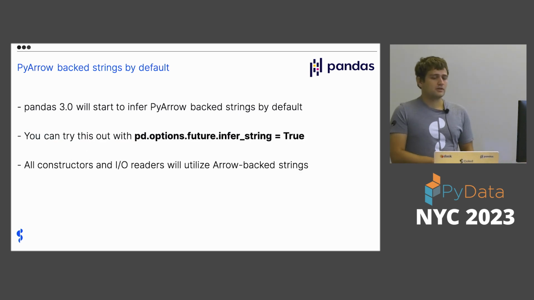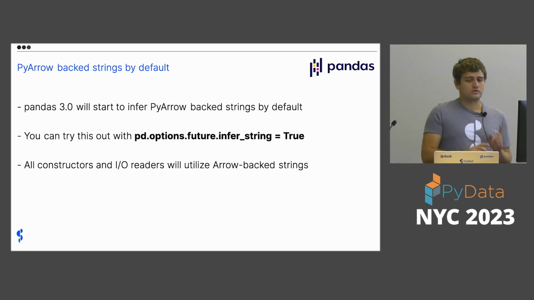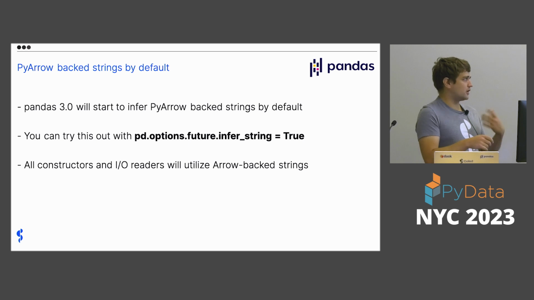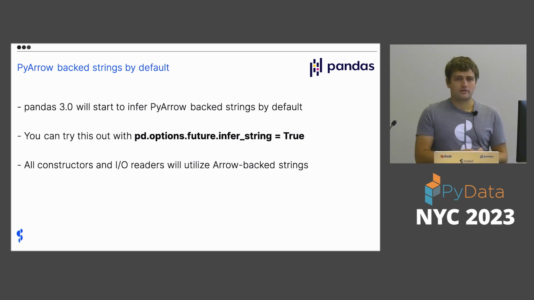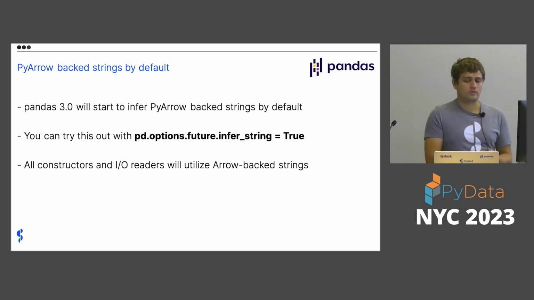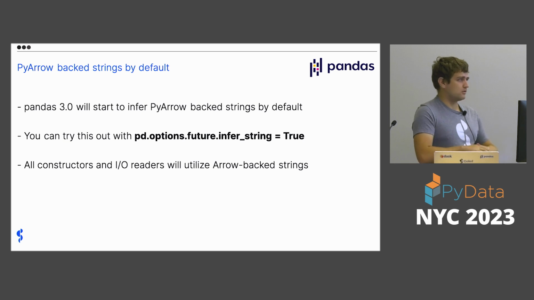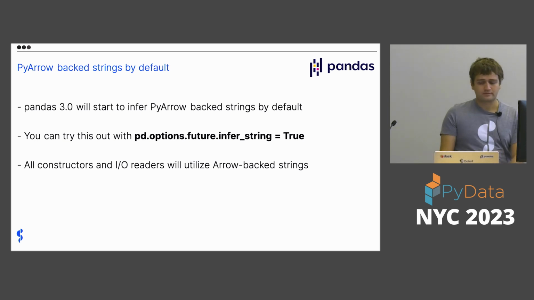This is already available, starting with pandas 2.1, not 2.0. There's an option that will enable this new behavior. So if you want to get this behavior right now, you can just turn the option on, assuming you're on pandas 2.1 or later, and then you will get rid of NumPy object data.